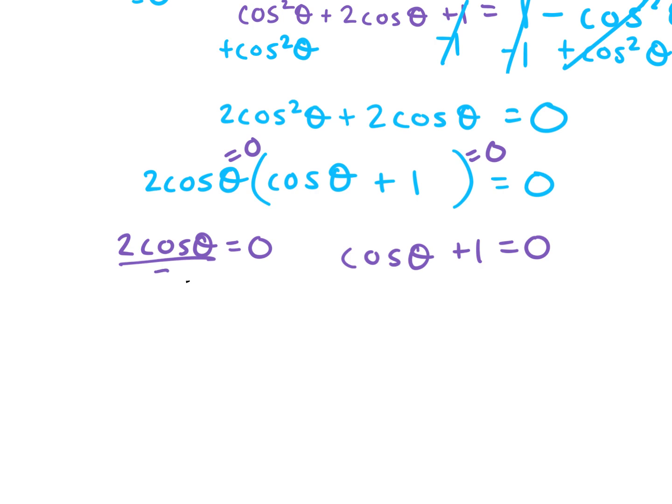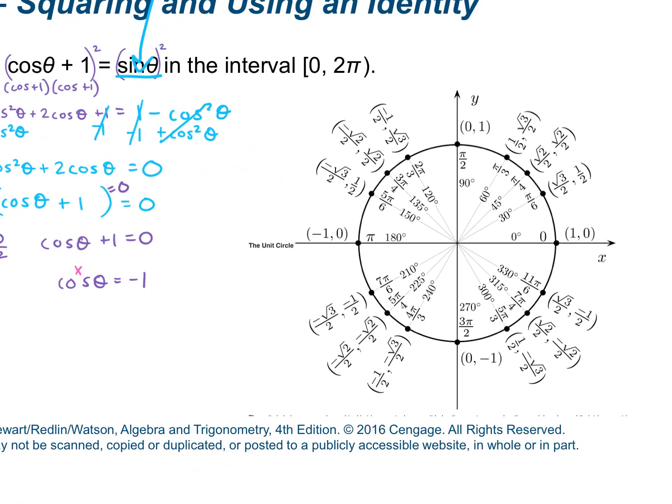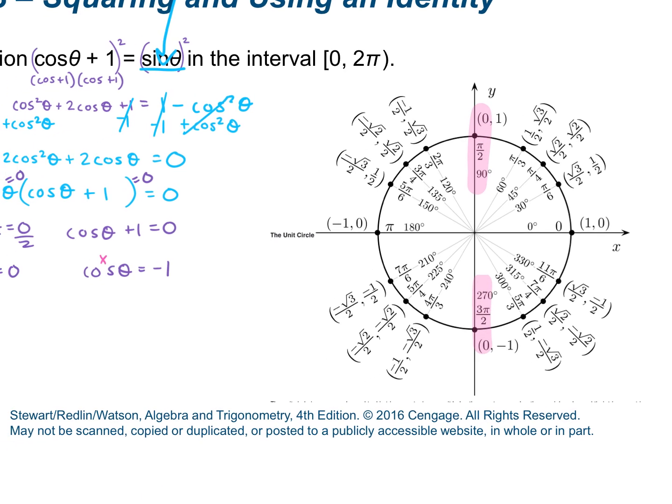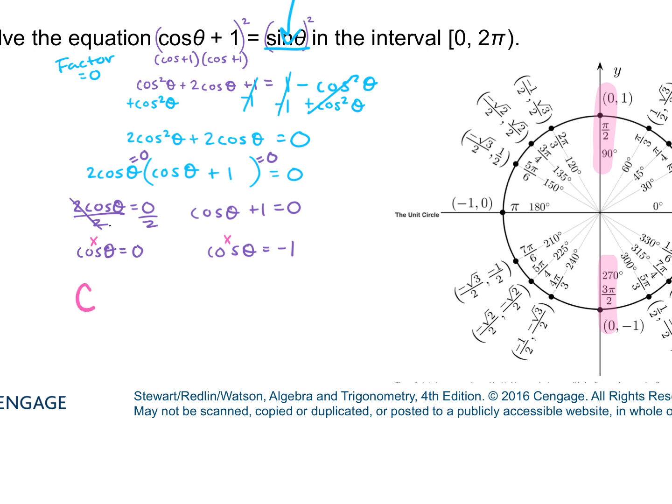So when we solve them, if we divide both sides by 2 here, cosine theta is equal to 0, and subtract 1 on both sides for the second one, so cosine theta is equal to -1. So cosine tells us we have to look at what? X. The x. So where is our x value on the unit circle? 0. Pi over 2 and 3 pi over 2. Perfect. So we're going to say theta equals pi over 2 and 3 pi over 2.